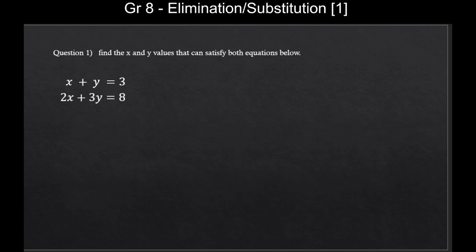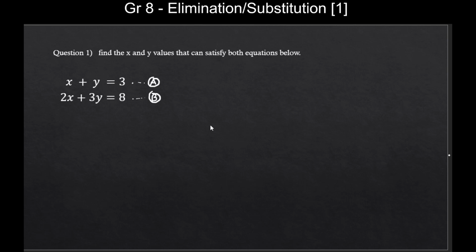Question 1. Find the x and y values that can satisfy both equations below. So we have to figure out what the x and y are, and we're given two equations, and that's enough information to figure out what x and y should be. So watch. I'm going to assign alphabets to these equations. The first one is gonna be equation A, I'll call it. The second equation is gonna be equation B, okay?